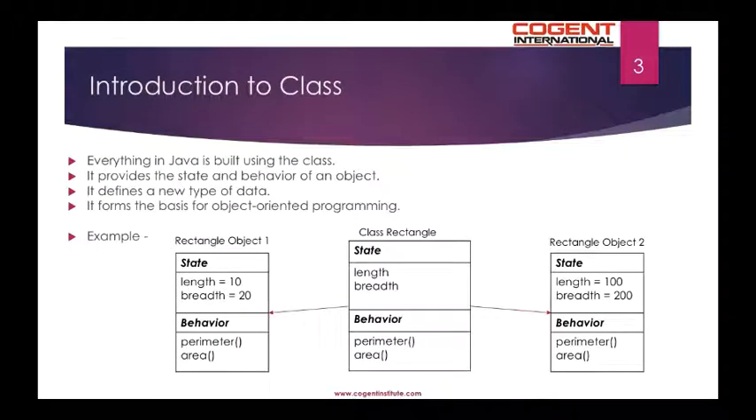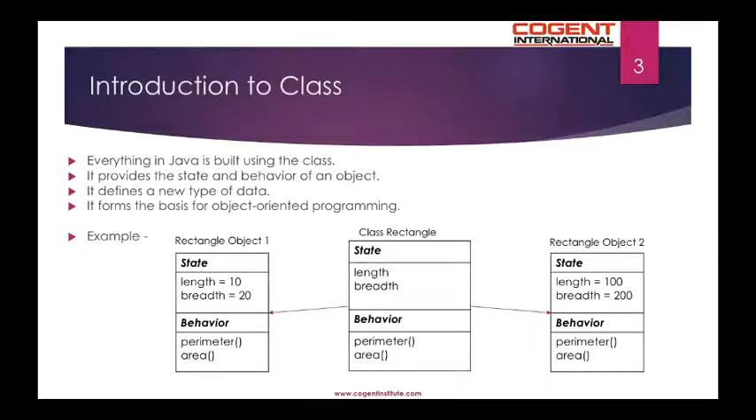Everything in Java is built using the class. It provides the state and behavior of an object. It defines a new type of data. As we know, everything in Java needs to have a type. The class provides the type. When an object is created, it is of that class type. A class forms the basis for object-oriented programming.